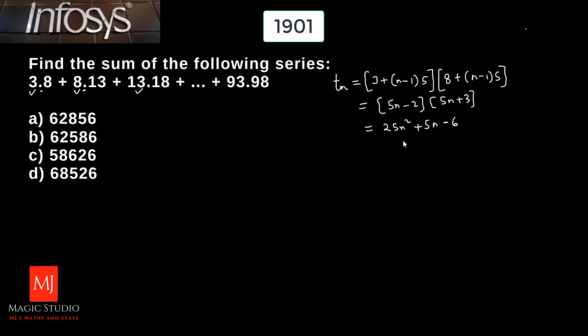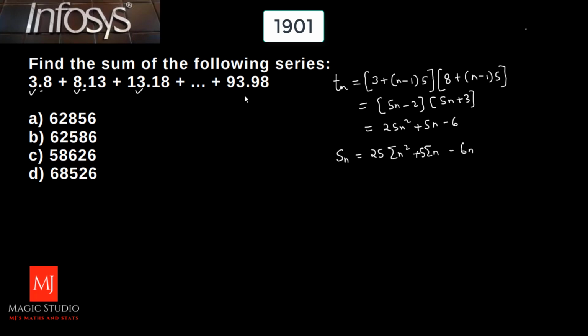We can put n equals 1 and check: 25 plus 5 is 30, 30 minus 6 is 24, and that is 3 into 8, which is 24. Now Sn would be 25 into summation of n square plus 5 into summation of n minus 6n.